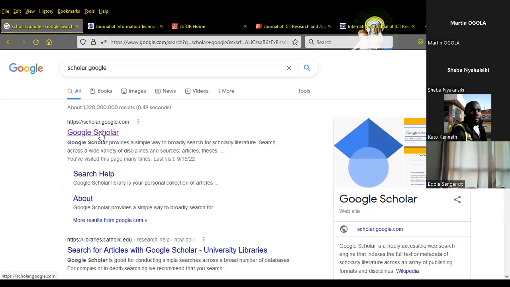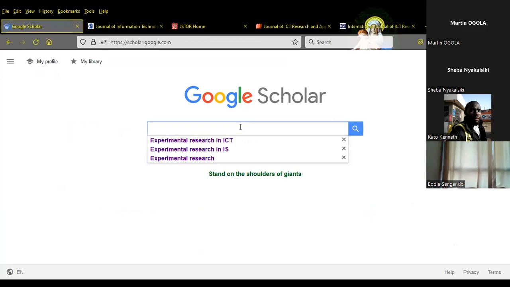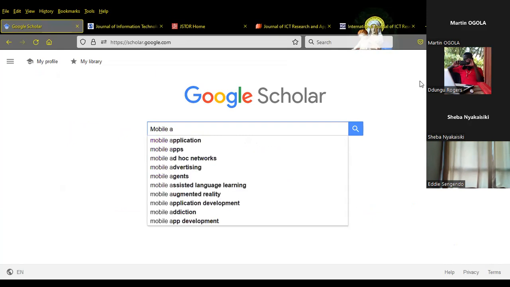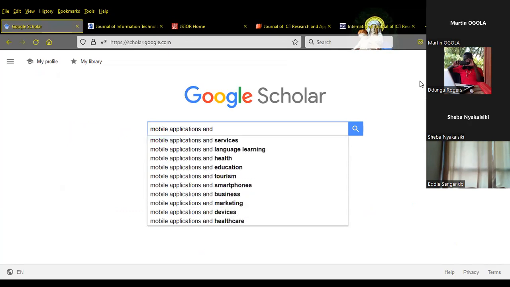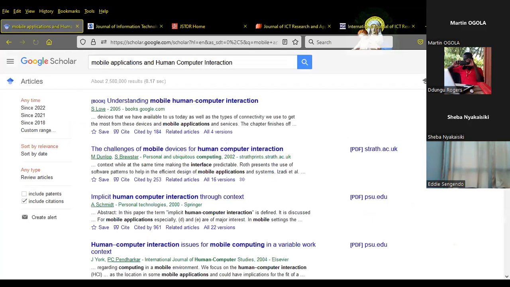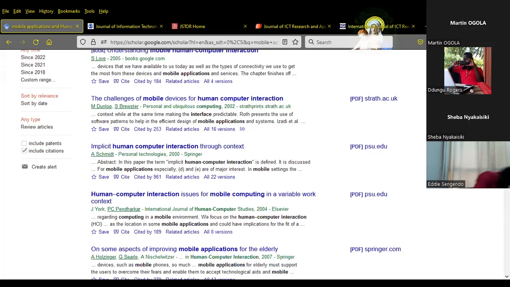Okay. So the other option is to go to Google Scholar. With Google Scholar, you can basically type in a research area of your interest. For example, if you said mobile applications and human computer interaction, you find out any research that has been done in that area.